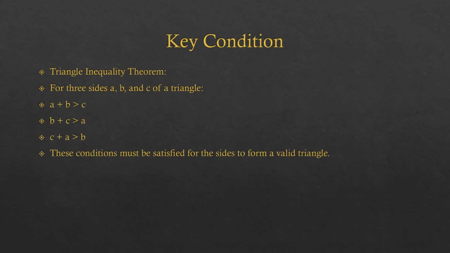The triangle inequality theorem is fundamental to determining whether three sides can form a valid triangle. To form a triangle with sides A, B and C, the following conditions must hold. A plus B is greater than C, or B plus C is greater than A, or C plus A is greater than B. These conditions ensure that the three sides can create a valid triangle.